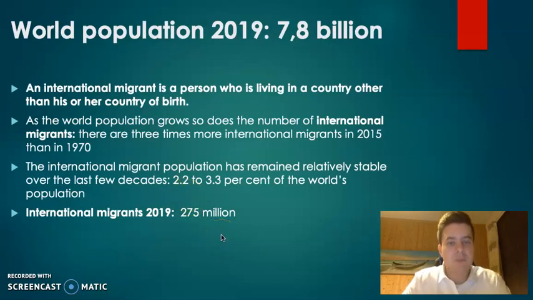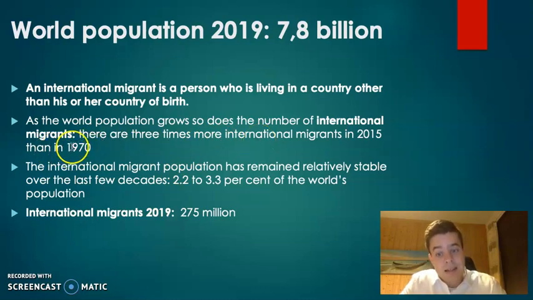So the world population today is 7.8 billion people. And an international migrant is a person who is living in a country other than his or her own country of birth. So as the world population grows, so does the number of international migrants. There are 3 times more international migrants in 2015 than in 1970. So the international migrant population has been really stable over the last few decades. It's just around 2 to 3% of the world's population. But it is increasing. International migrants in 2019 are 275 million. That is a lot of migrants.